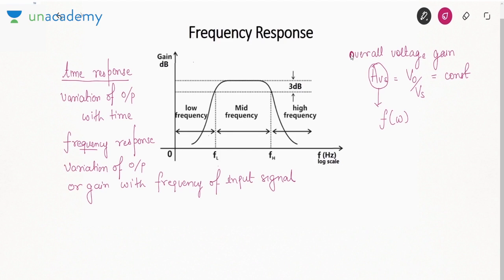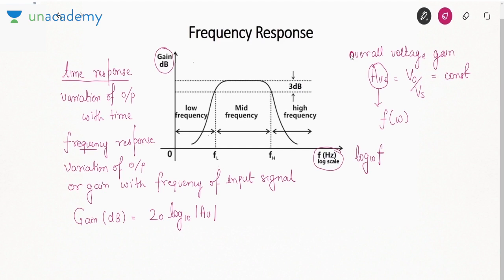As the input signal frequency changes, the variation of gain is called the frequency response. As you can see, we have taken the gain in decibels. How do we take the gain in decibels? It is nothing but 20 log to the base 10 of mod AV. That is your gain on the decibel scale. Then frequency is taken on a log scale, which means it is not actually frequency, but the log of frequency.